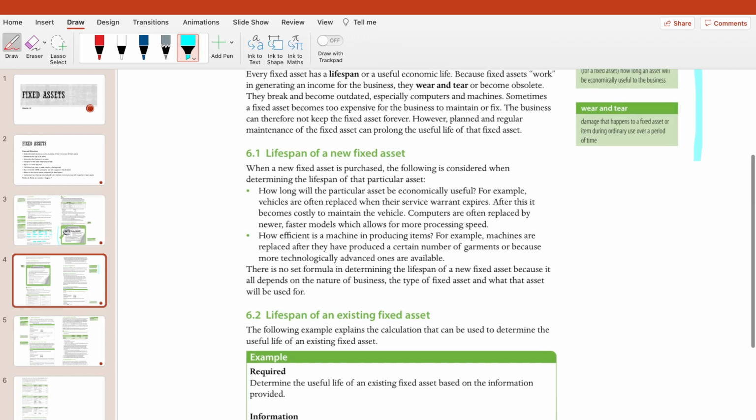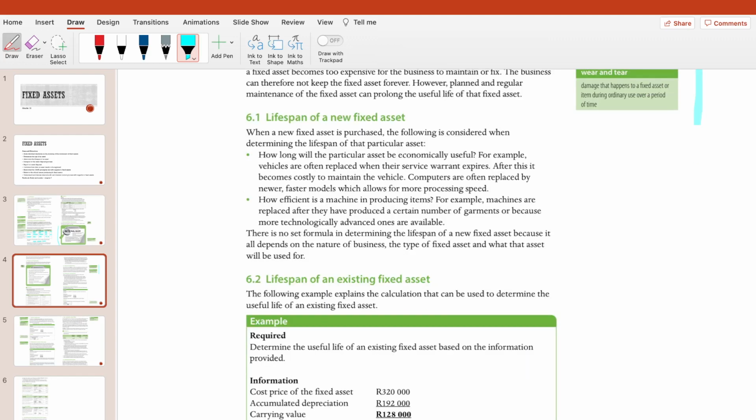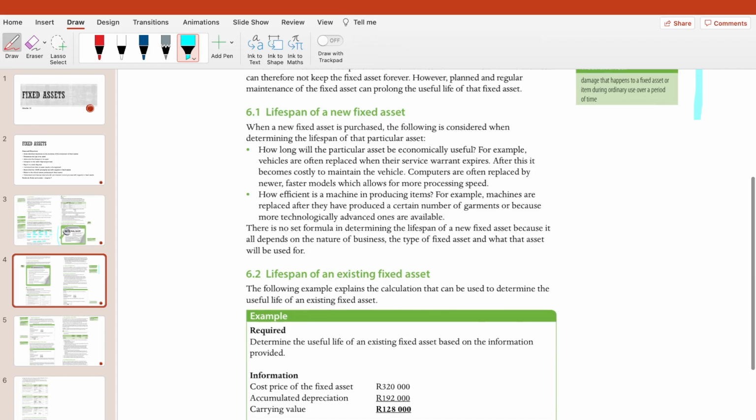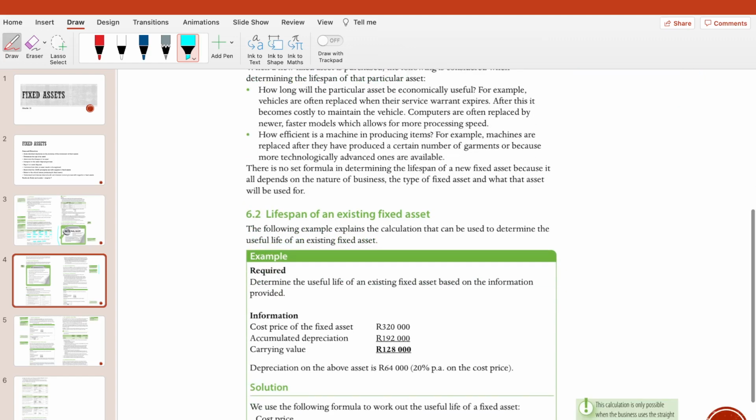How efficient is machinery in producing items? For example, machines are replaced after they have produced a certain number of garments, because more technologically advanced ones are available. So even machines that are producing garments can get more advanced at some stage.